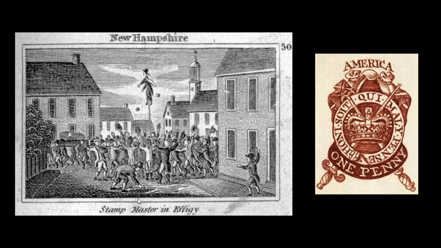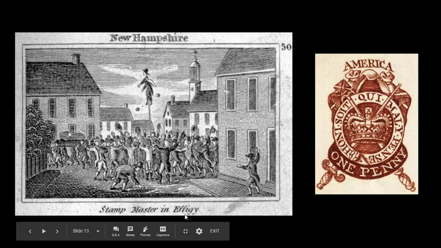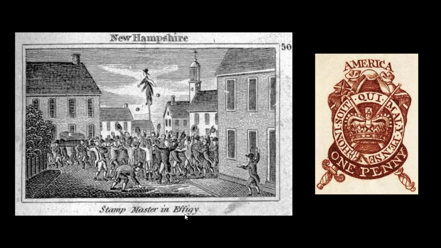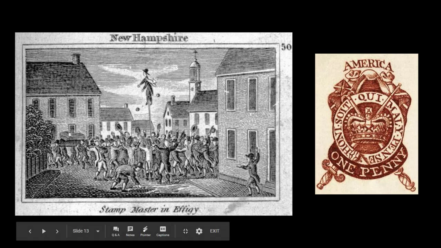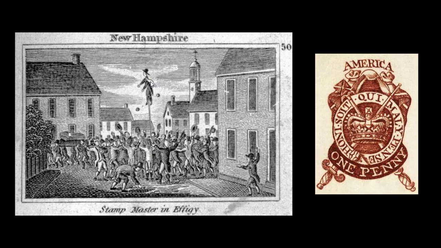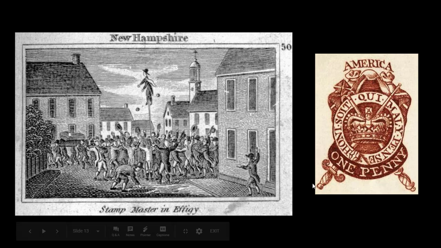Here you can see Stamp Master in Effigy, and effigy just means a likeness. It's kind of like a scarecrow, so they would dress up a scarecrow to look like the stamp collector, the Stamp Master, and they put him on a stick and threw things at him. And then here is a picture of one of the stamps that would be on the paper during the Stamp Act.